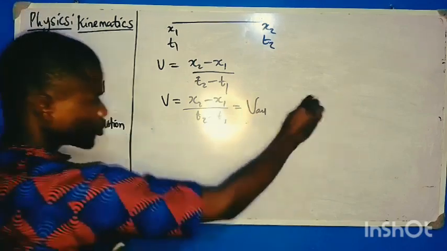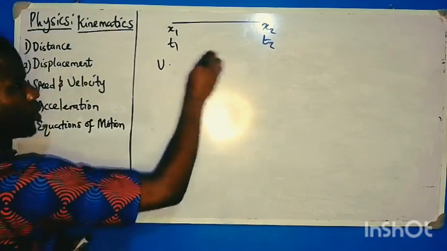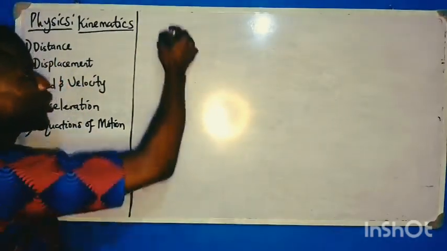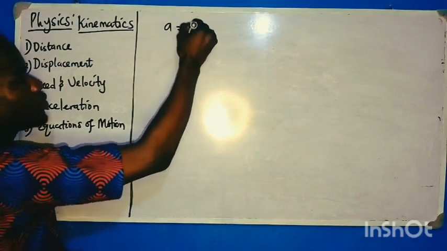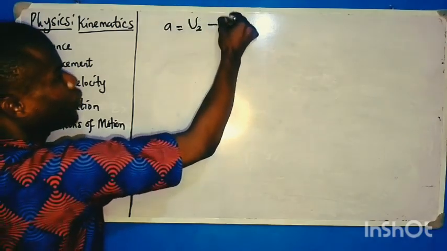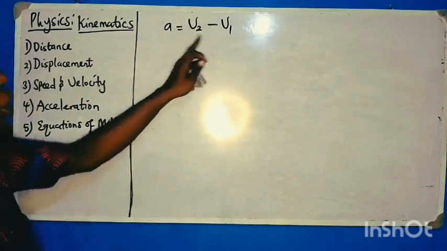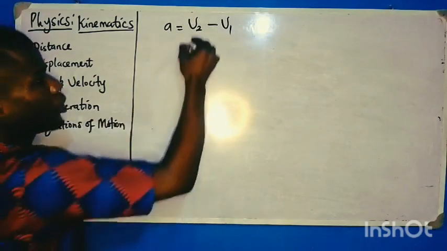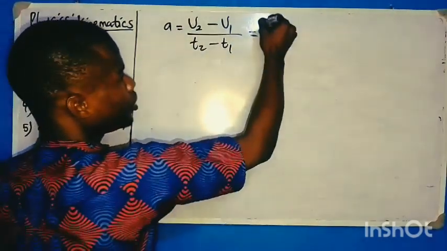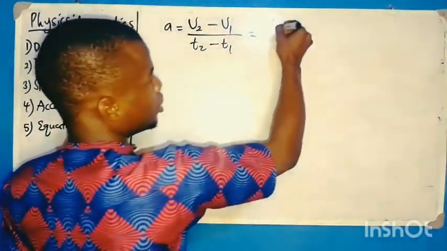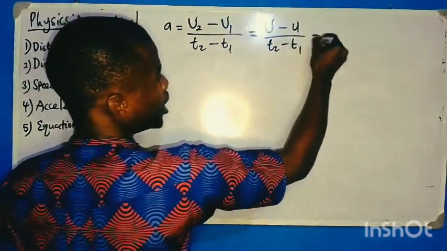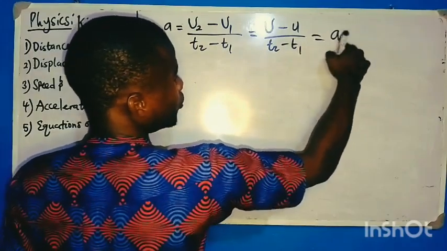Let's look at acceleration. So acceleration in this case is change in velocity. So let's say our velocity started from v1 and ended at v2, all over t2 minus t1. Or in most cases we use v for the final and u for the initial, all over t2 minus t1. This acceleration is called the average acceleration.